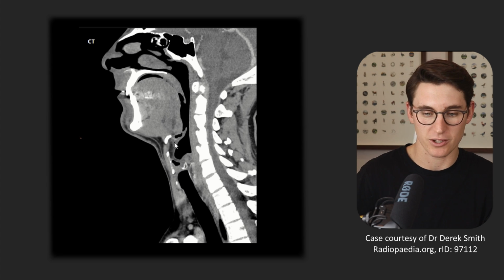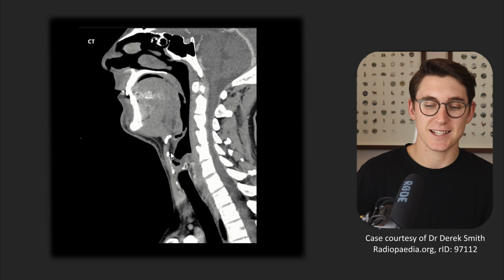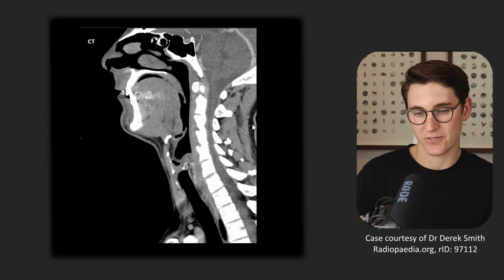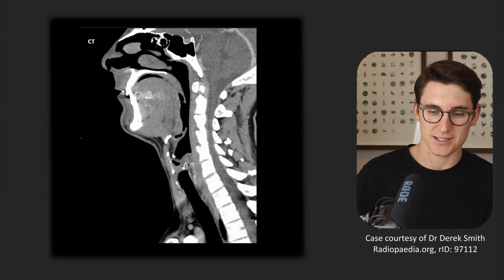Now, anterior to that epiglottis, we can see a really useful landmark which is known as our pre-epiglottic fat. You can see that the density here is fat density. If we were to look at our subcutaneous fat here, it's the same density as this that we're seeing here. This is our pre-epiglottic fat.